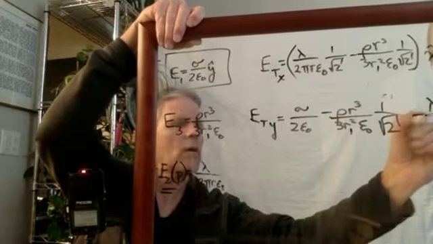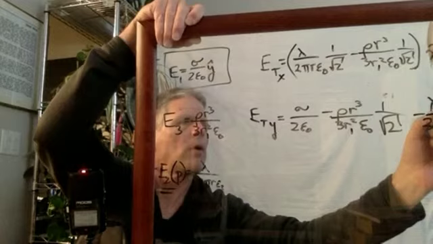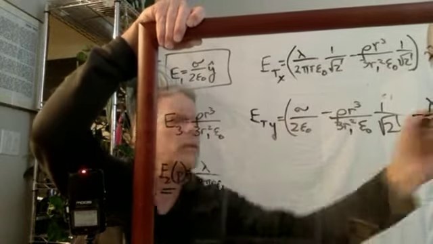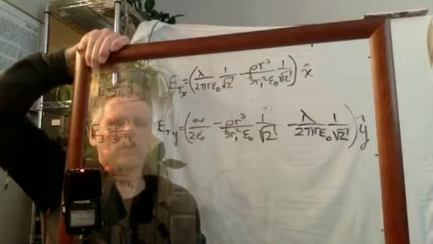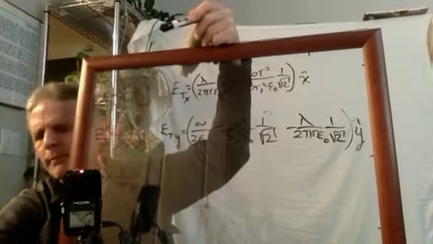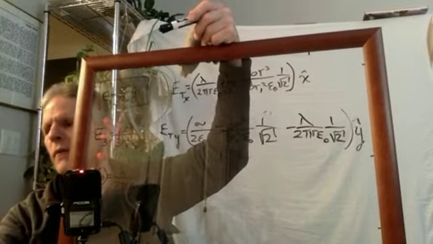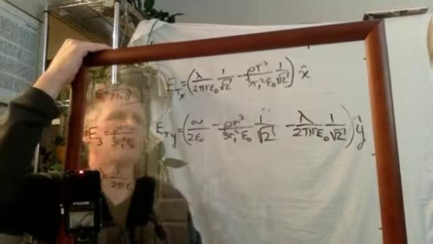Okay, minus lambda over 2 pi r epsilon 0 1 over square root of 2, and all this is in the y hat. And we are done. That's it. That's all I asked you for. Right? What is the electric field E at a point that is centered between all three objects in the YZ plane? So, there you go. Done.